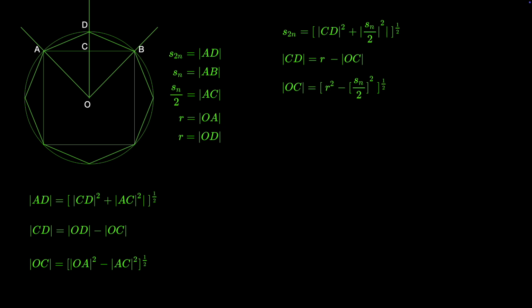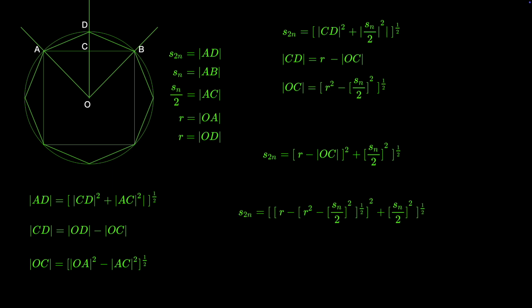Considering the three equations at right, we could substitute the right-hand side of the second equation for CD in the first equation, and then we can substitute the right-hand side of the equation for the segment length of OC in this result, and we're left with an equation all in r and s sub n for s sub 2n.